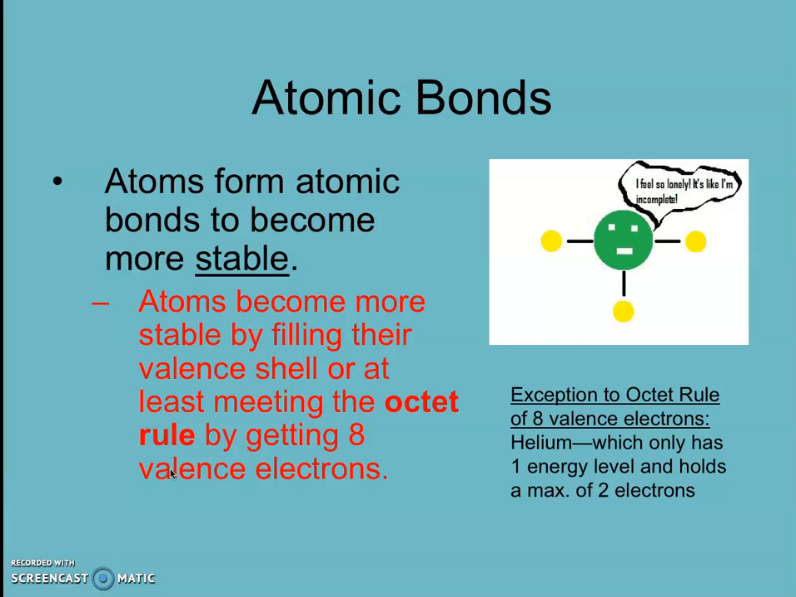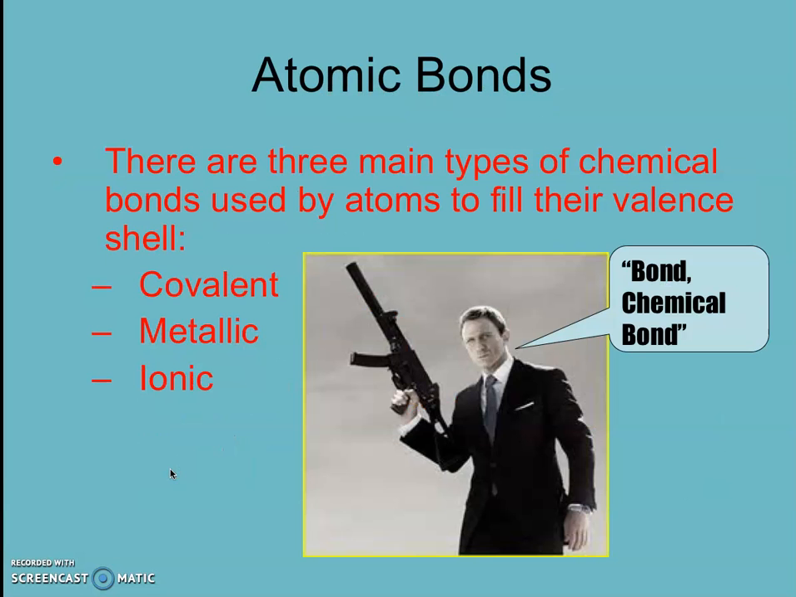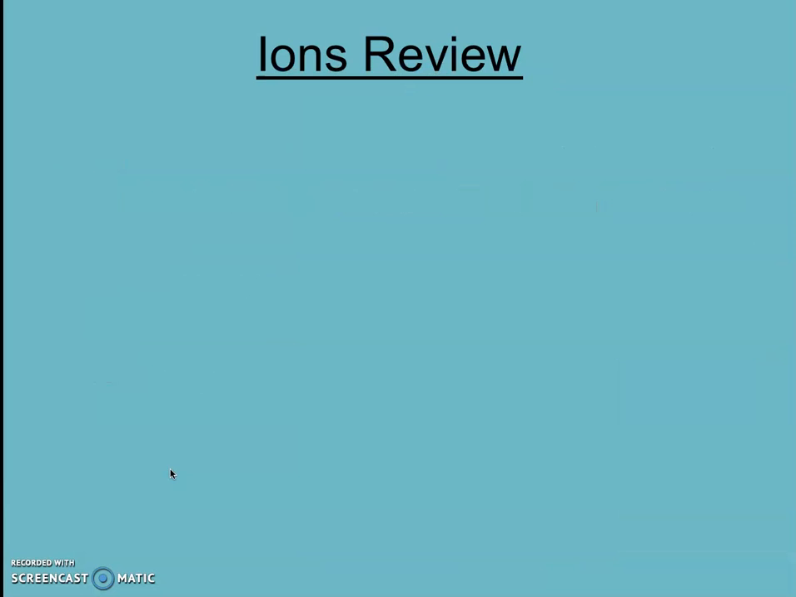Exception is going to be helium, just because there's only one valence shell. There's only one energy level that fulfills 2. Again, these are the type of bonds. We have covalent, metallic, and ionic. We're talking about ionic this unit.